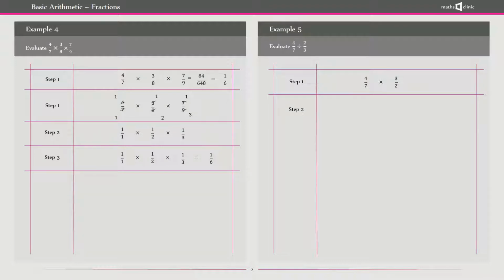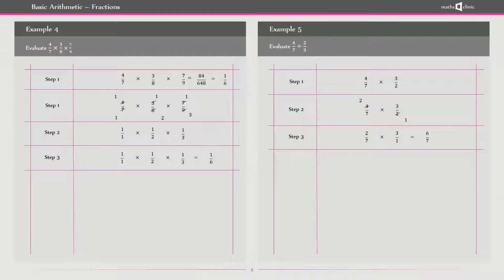Okay, and from this point on, I believe you know exactly what to do. 4 over 7 multiplied by 3 over 2, and we cancel out. I think we can cancel out 4 and 2 there. So we have 2 here, 2, 2 here, 1. Then we have 2 over 7 multiplying 3 over 1, and we have our answer as 6 over 7, and that is how you divide fractions. Fairly easy, fairly straightforward. Okay, let's move on to the next section.